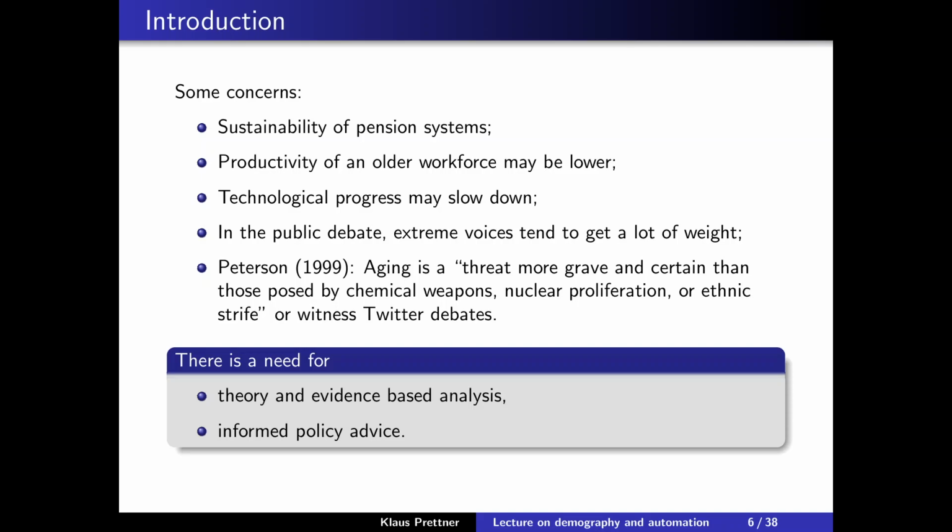Or if you go to Twitter, witness the debates there, it's typically the case that either alarmist voices dominate, or the people who say this is not a problem at all. So I think there is a need in this context for theory and evidence-based analysis of the implications of demographic change, and to use the insights from such an analysis to inform economic policymakers on appropriate policies that can be enacted in order to cope with the challenges of demographic change, and later also with respect to automation, as we will see.